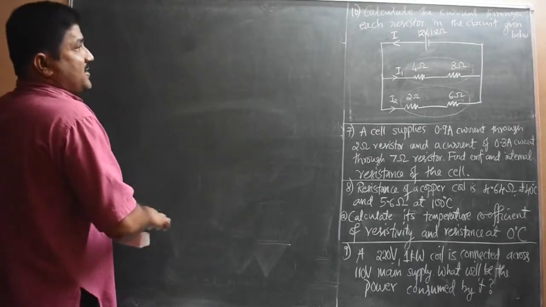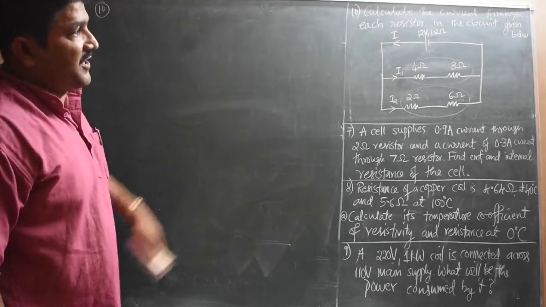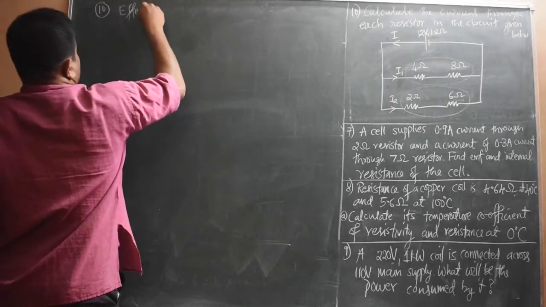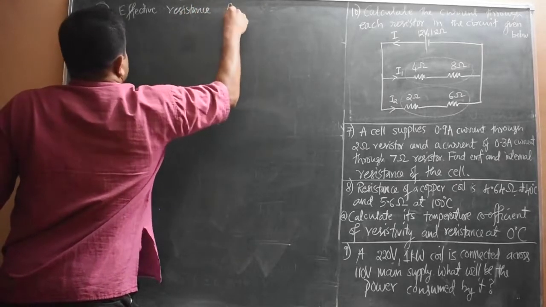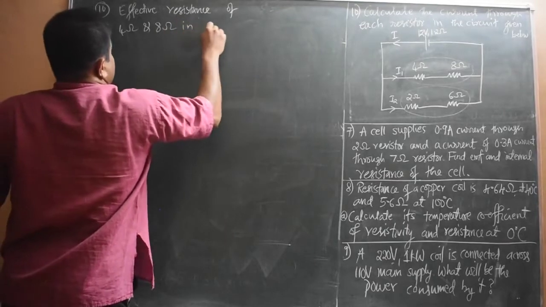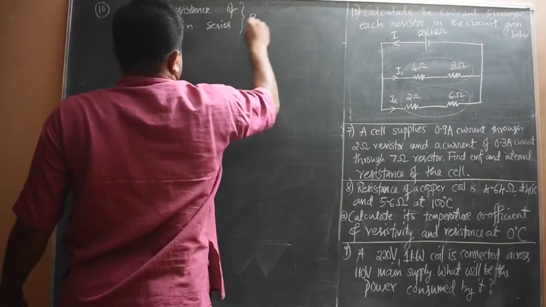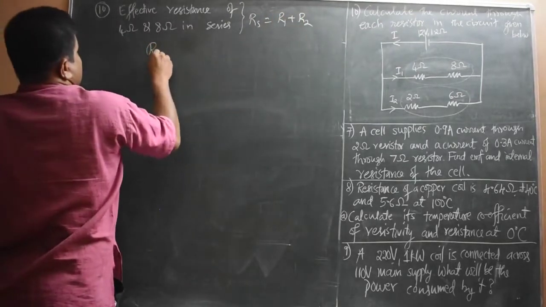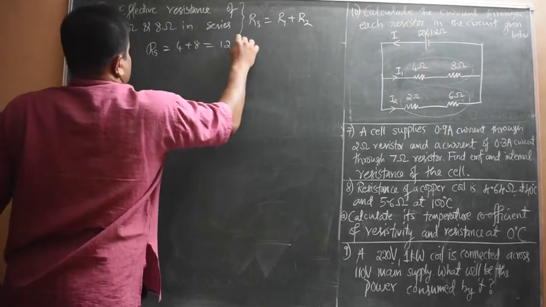So let us solve it one by one in steps. First we will get the effective resistance of 4 ohm and 8 ohm in series. The formula for a series combination of resistors, RS, is R1 plus R2. So RS is R1 plus R2, 4 plus 8, that is 12 ohm.